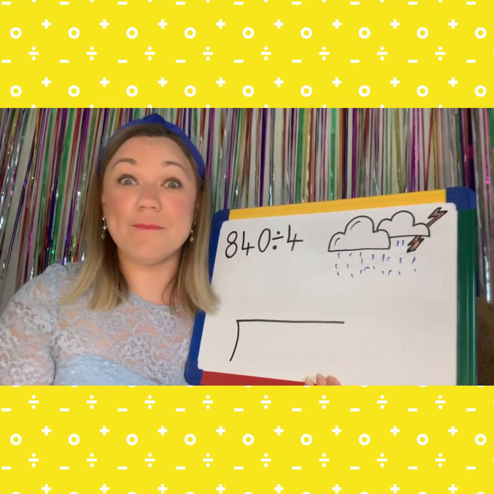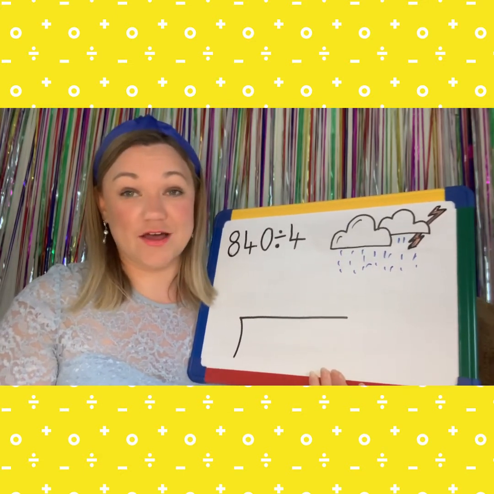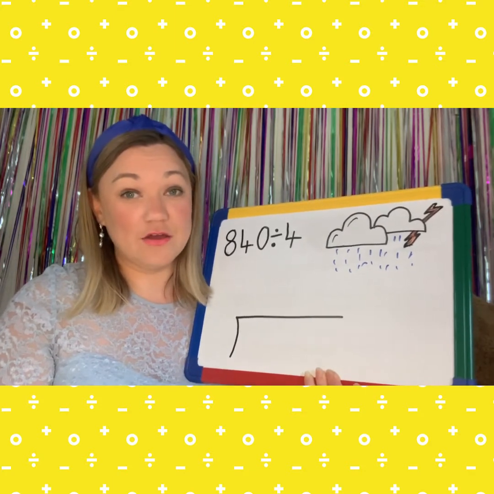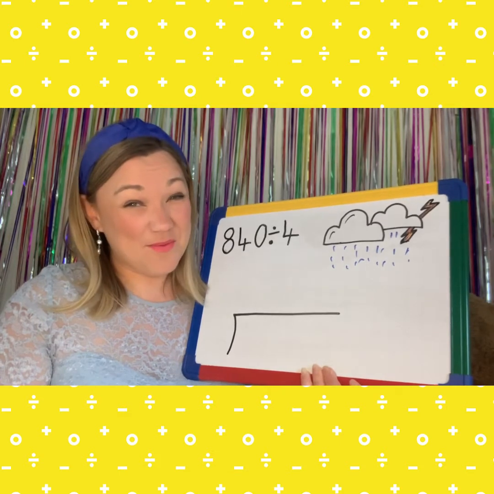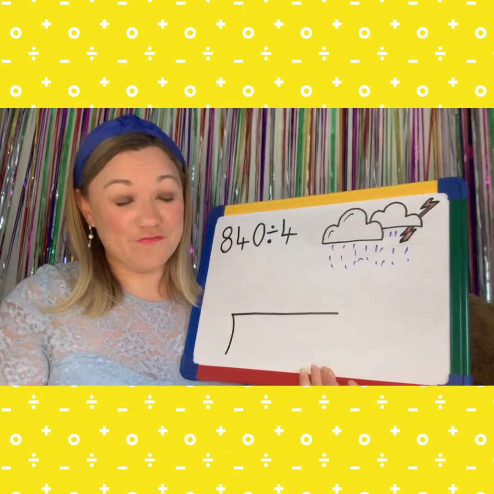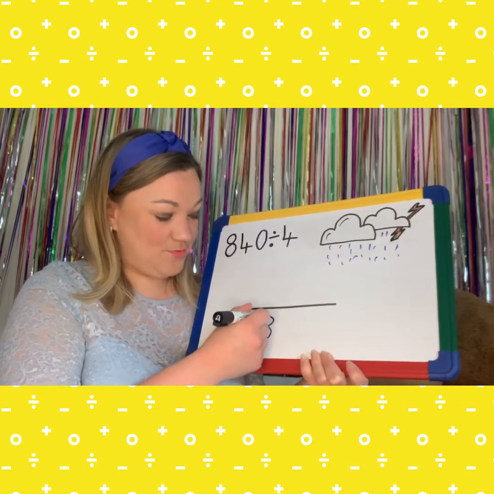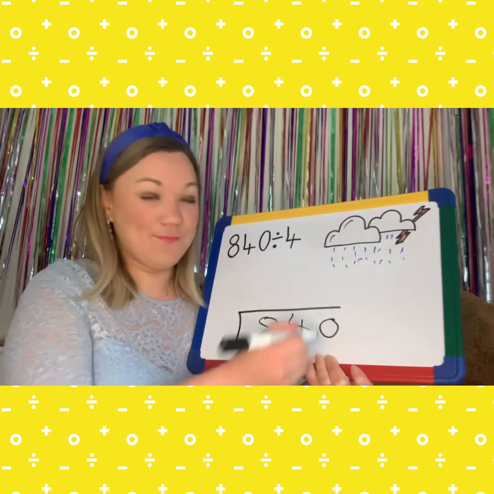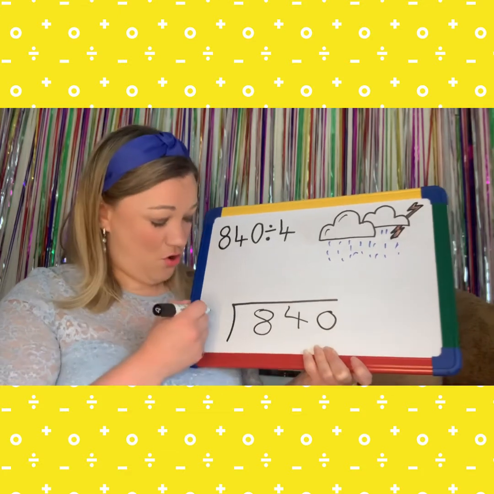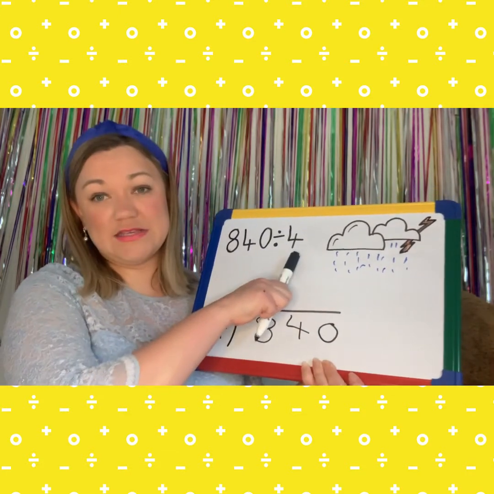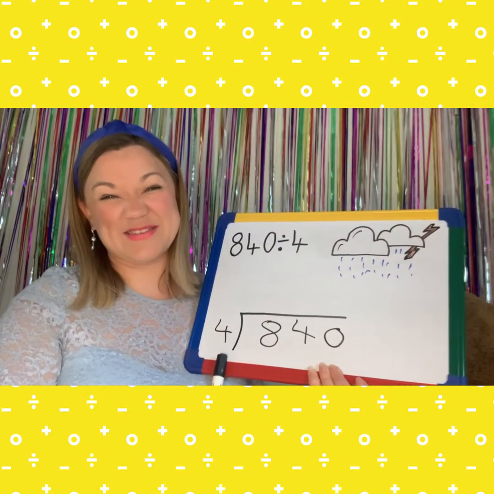Remember, which number goes in the bus shelter? Is it the 840 or is it the 4? Have a think. It's always the bigger number. So 840 is the bigger number. That's much bigger than 4, isn't it? So I'm putting that in my bus shelter. And then the poor little 4 is sitting out here in the rain. He doesn't mind too much.